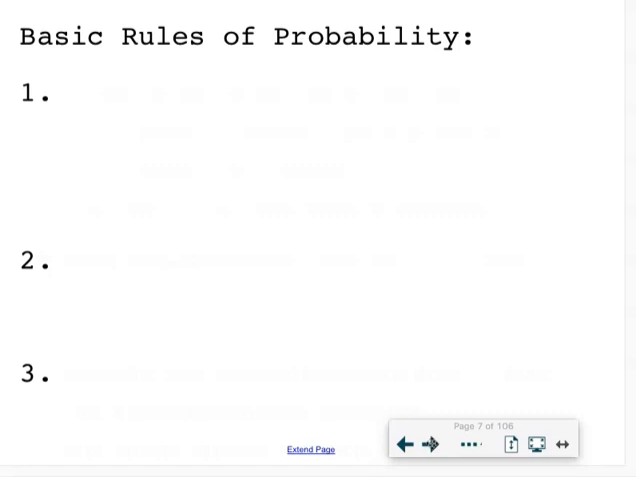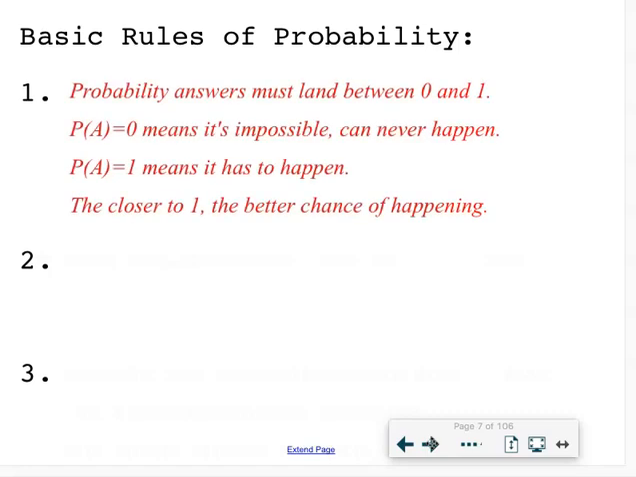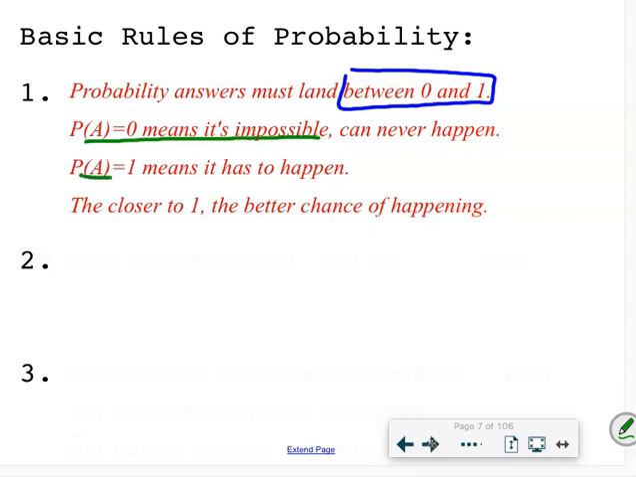Make sure that you have these written down. Pause if I move on too quickly. Probability answers must land between 0 and 1, so you can't have a probability that's 110%. That is not possible. Speaking of not possible, a probability of 0 means that it cannot happen. So pigs flying, 0% chance. A probability of 1 means it's absolutely going to happen. The sun will rise tomorrow, 100% chance. The closer to 1, the better chance of happening.